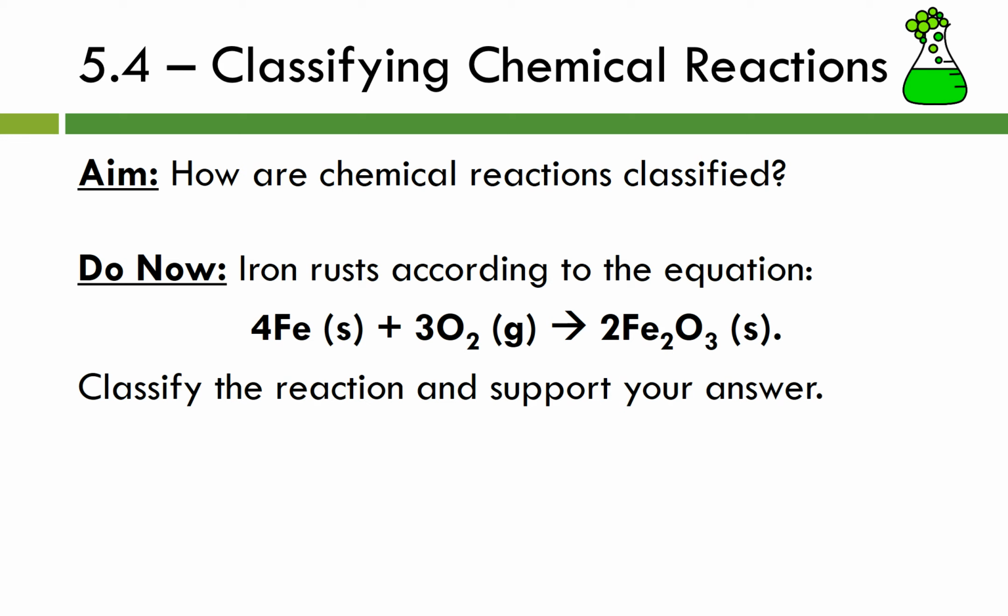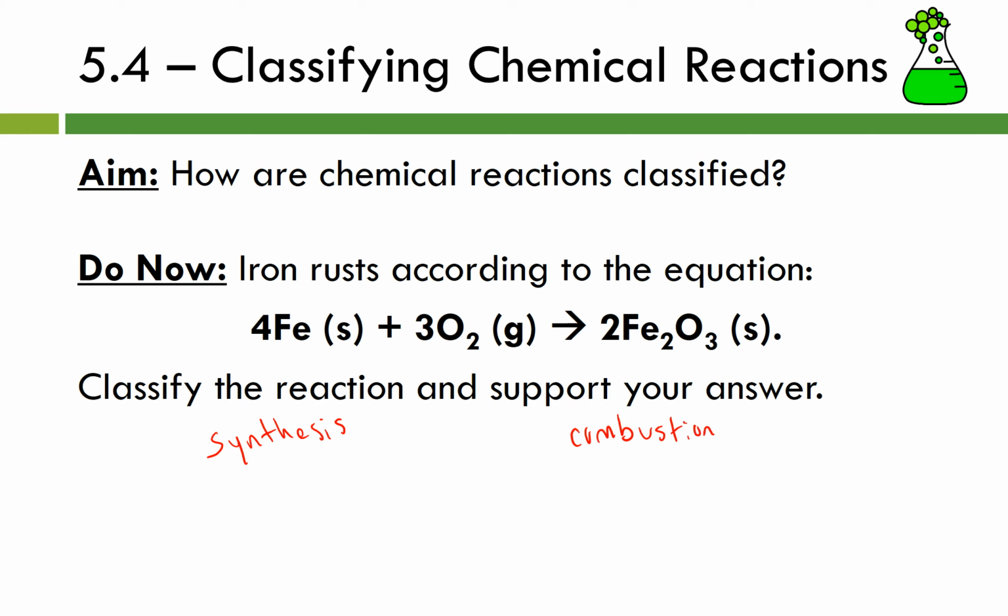Iron rusts according to the following equation: 4 Fe plus 3 O2 yield 2 Fe2O3. Classify the reaction and support your answer. As we look at this equation, there are probably 2 reasonable possibilities. You could try to classify this as a synthesis reaction, or you could try to classify this as a combustion reaction.